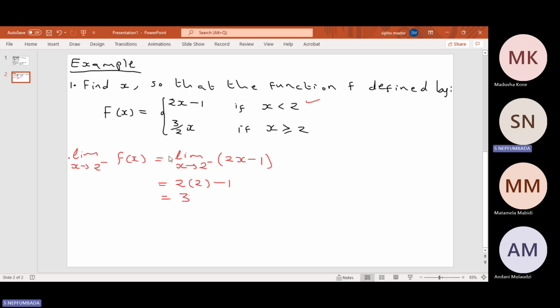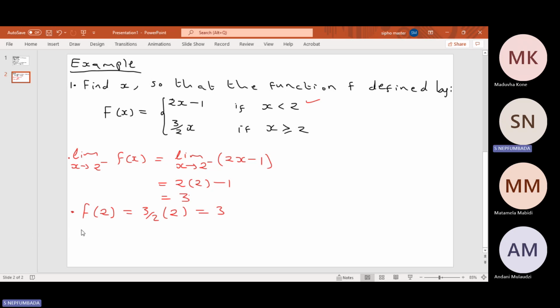And again, here it's up to you whether you apply the limit of x approaching 2 from the right. But since there is an equal sign here, there's no use for you to go and apply that one. You can say f at 2. When x is equal to 2, our function is equal to this. So where there's the x, we apply 3 over 2 into 2, then we get 3.